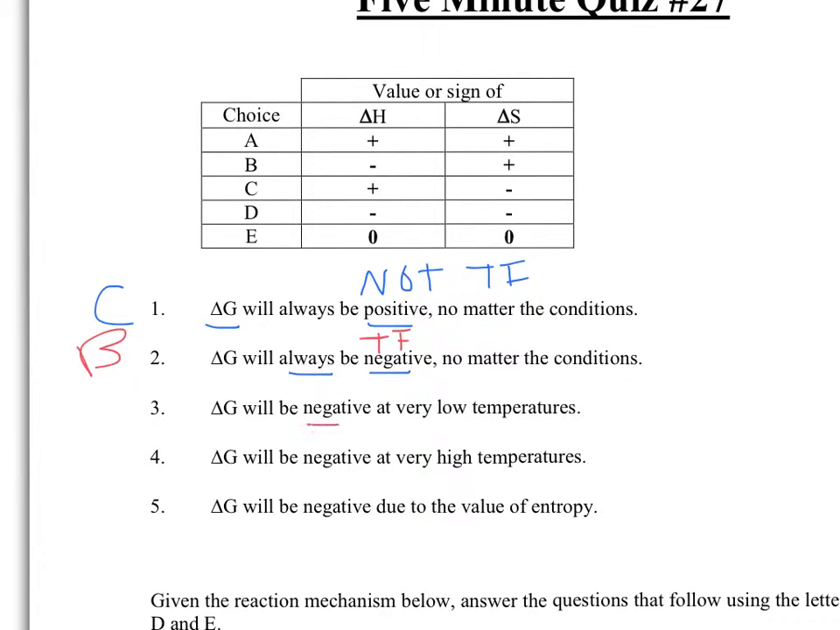Delta G will be negative at low temps. It's got to be, they're the same, and since it's low, it's D. Delta G will be negative at high temps, means they're the same, so it's positive because it's high temp, so it's A. And delta G will be negative due to the value of the entropy. It's either C or D. It says it's A, but I don't, what? Or A or B.